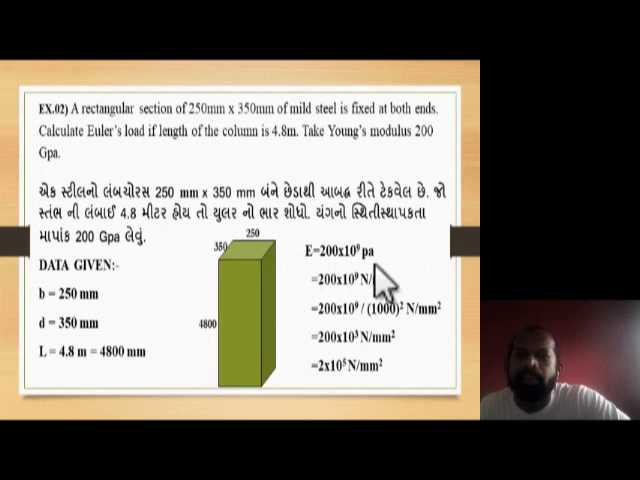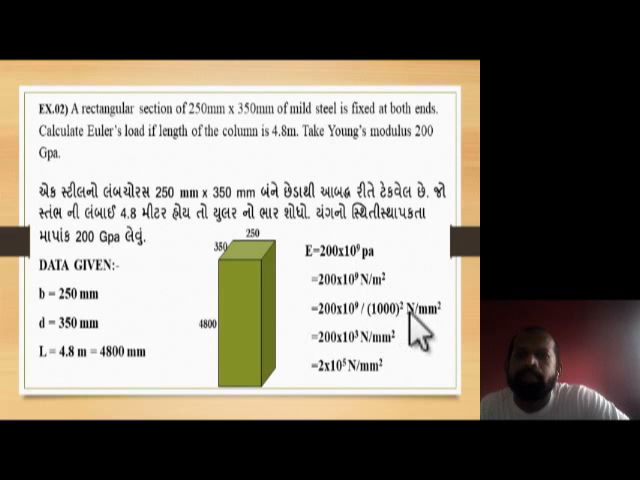Pascal remains as it is. Next, 200 into 10 raised to 9. Say 1 Pascal is equal to 1 Newton per meter square. So it is 200 into 10 raised to 9 Newton per meter square. Now 200 into 10 raised to 9 divided by, you have to convert this meter into millimeter. So put 1 meter is equal to 1000 millimeter. So 1 meter square is 1000 millimeter square.